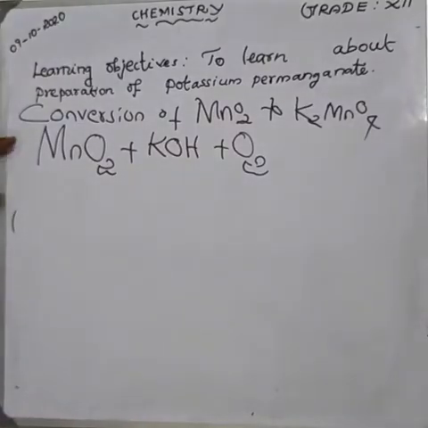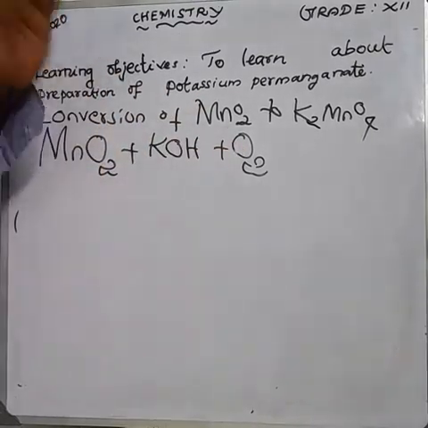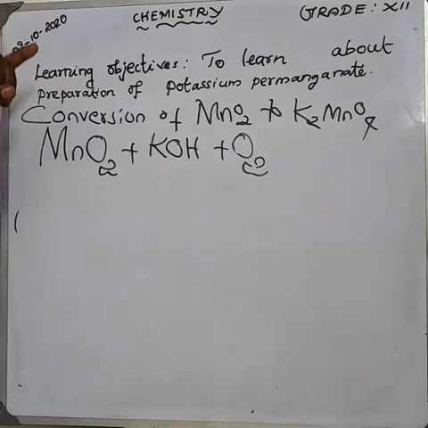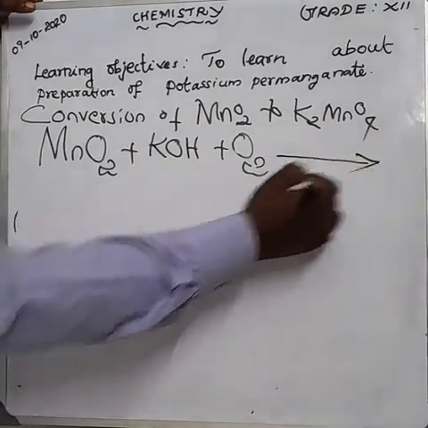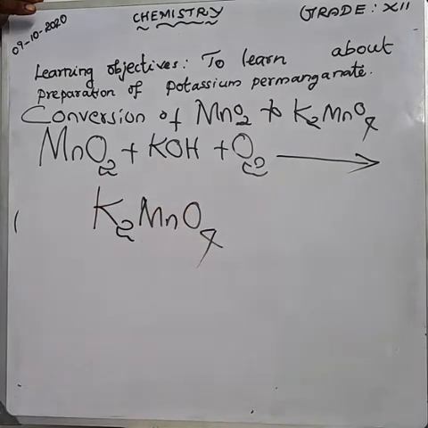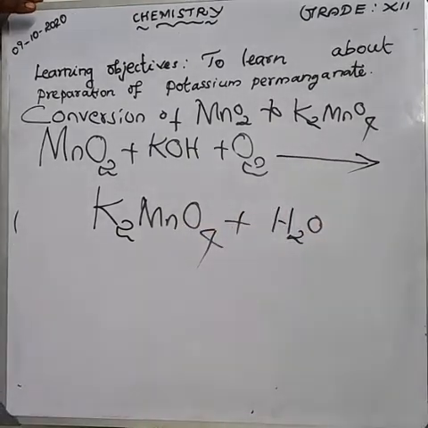Here in the first step, MnO2, the powdered ore, is fused with KOH in the presence of air. Otherwise, an oxidizing agent such as potassium nitrate or potassium chlorate can be used. What is the formula for potassium nitrate? KNO3. What is the formula for potassium chlorate? KClO3. What is obtained here? A green colored potassium manganate, K2MnO4, with the evolution of water. This is the equation.